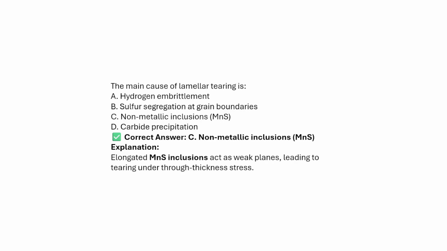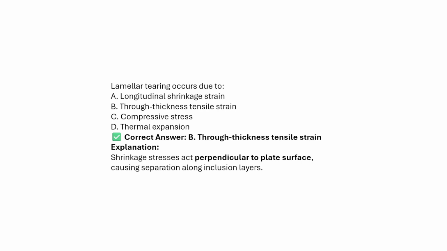Okay. So the main cause of the laminar tearing is: hydrogen embrittlement, sulfur segregation at the grain boundaries, non-metallic inclusion, carbide precipitation. Hydrogen embrittlement we can see in the cold cracking region, sulfur segregation we can see in solidification cracking, carbide precipitation we can see in post weld heat treatment cracking, and non-metallic inclusions we can see in this laminar tearing, such as manganese sulfate and so on. Okay, next.